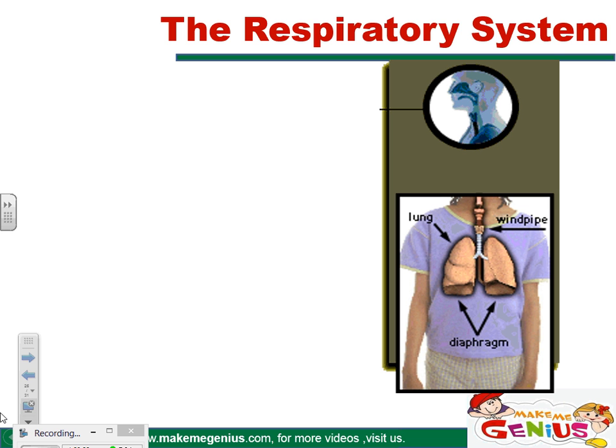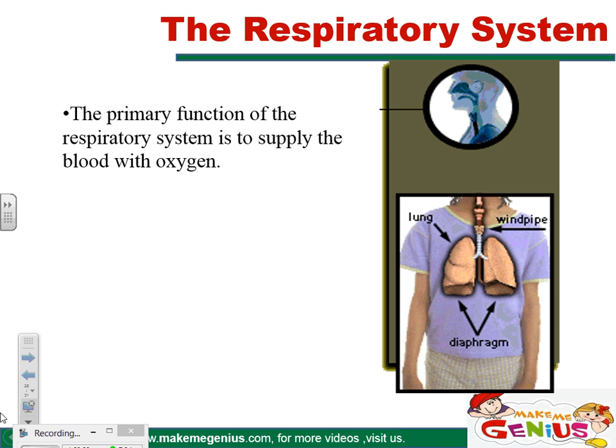The respiratory system is your lungs, your windpipe, and your diaphragm. That's what, when you breathe in and breathe out, it raises and it lowers. It's also a muscle. The primary function of the respiratory system is to supply the blood with oxygen. That is you breathing in and breathing out.